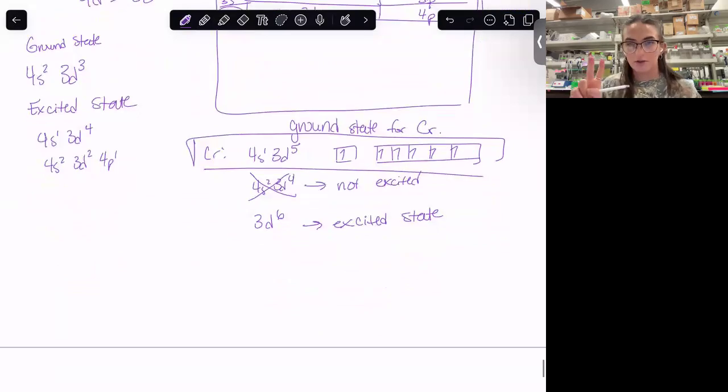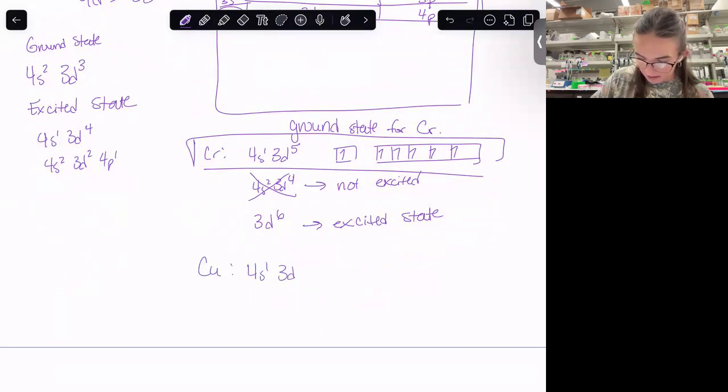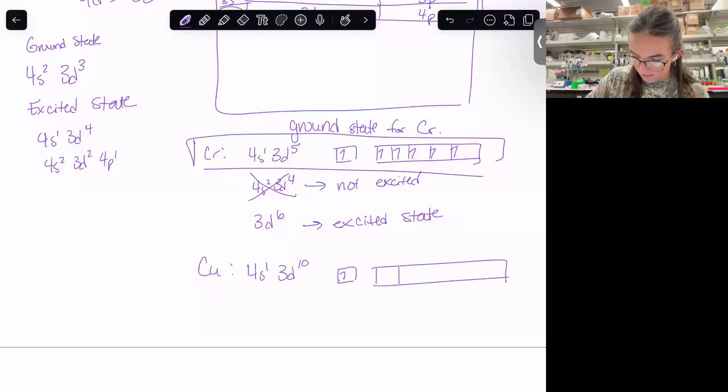So the two that you really are responsible for are chromium as an unusual one, and then copper is 4s1, 3d10. So that looks like that.